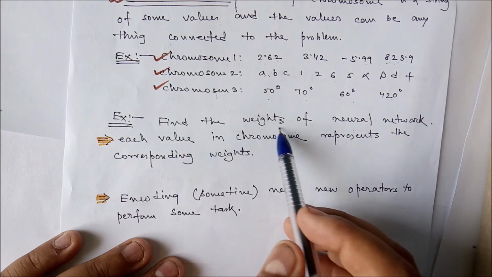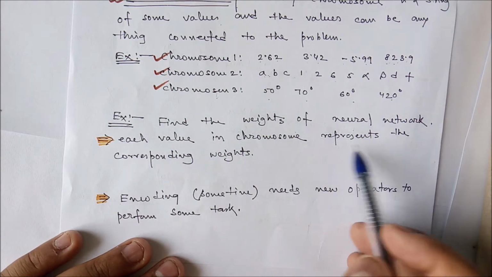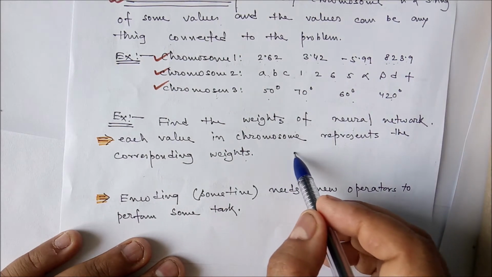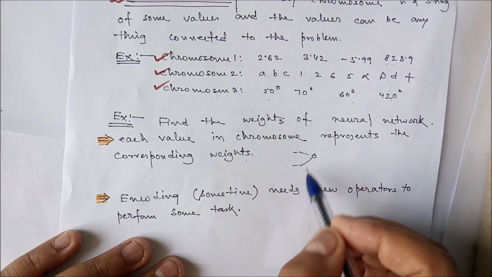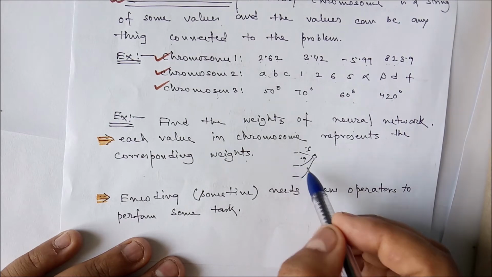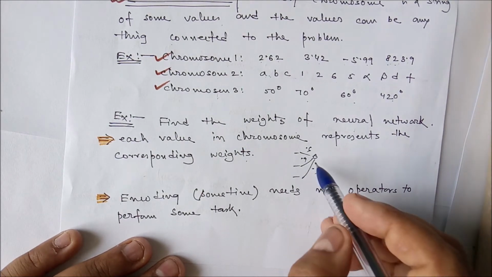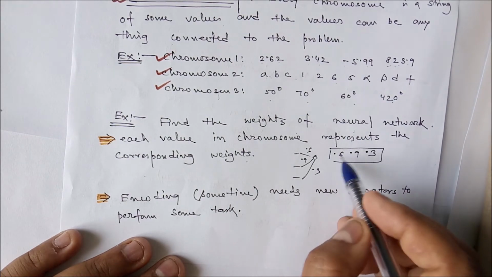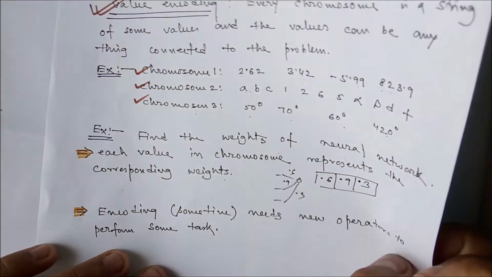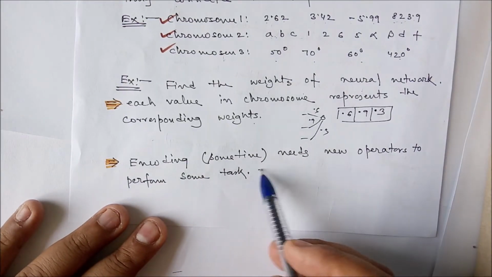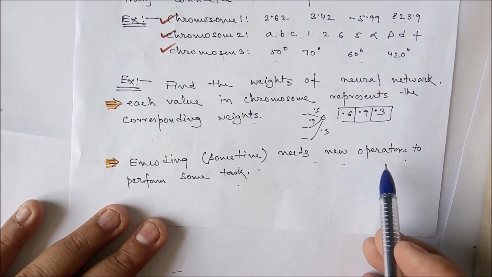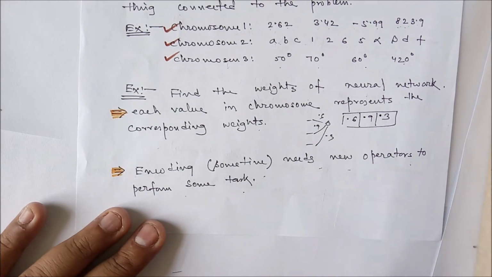So to find the weights of a neural network, each value of the chromosome represents the corresponding weight. Okay, suppose a neural network is there, so the weights may be 0.6, 0.9, 0.3, maybe one solution, one individual. Value encoding sometimes needs new operators to perform some tasks.